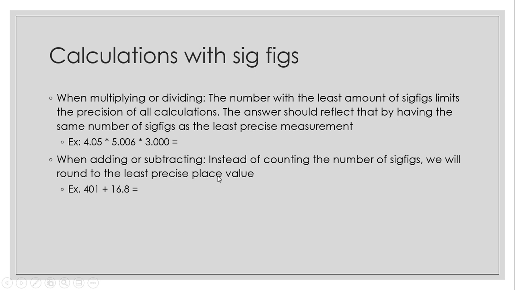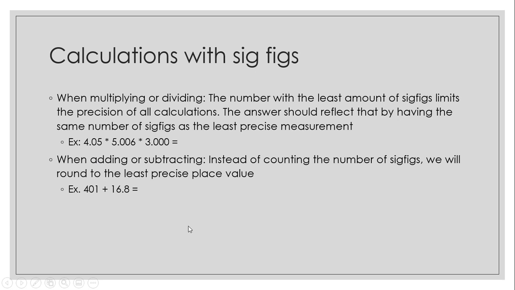Go me. When adding or subtracting, instead of counting the number of significant figures like we do with multiplying and dividing, we'll round to the least precise place value, which is a bit different. So in this case, I have 401 plus 16.8. 401 plus 16.8. That's 417.8. I could have totally done that in my head, and I chose not to.